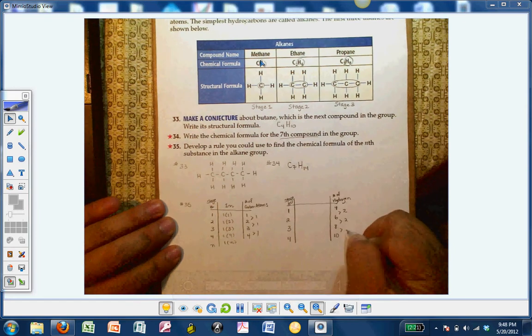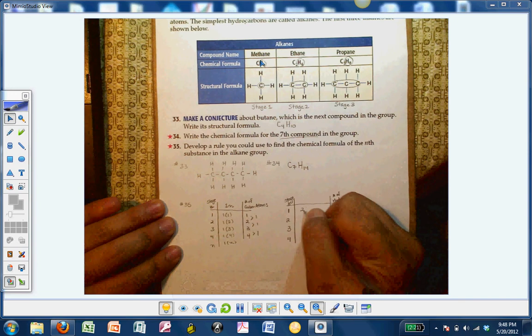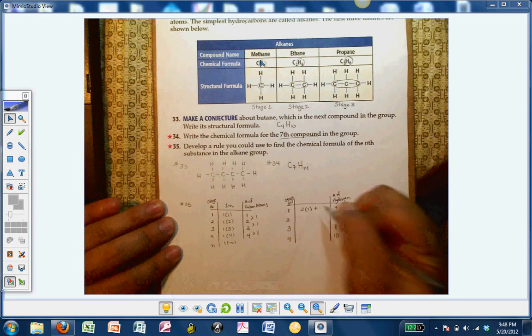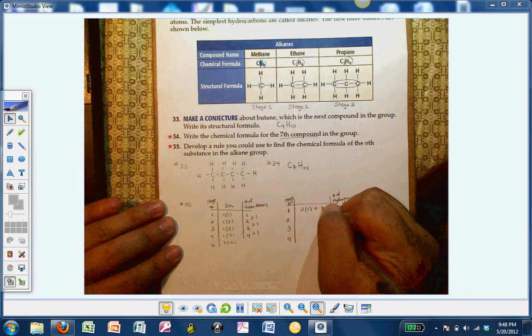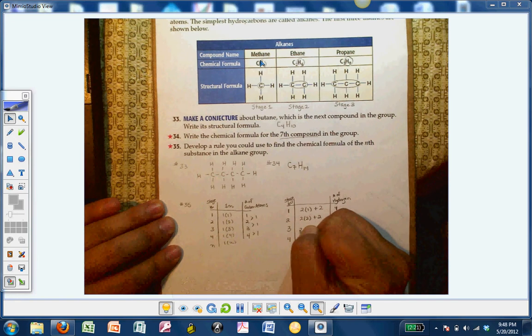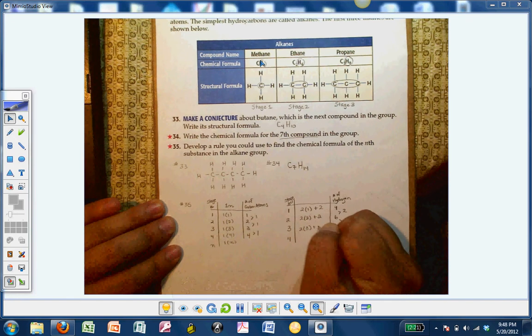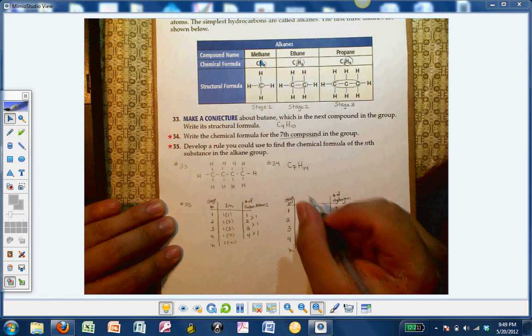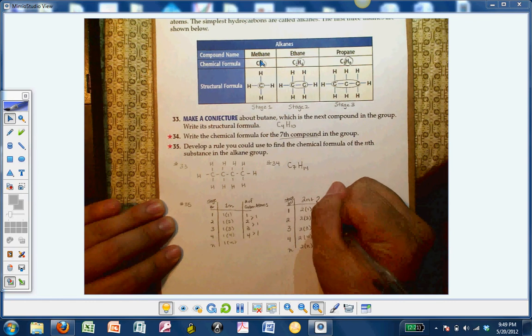So we have a constant term of 2 times 1, which is 2, but we need 4, so we'll add 2 to it. So let's check. 2 times 2 is 4, plus 2 is 6. 2 times 3 is 6, plus 2 is 8. 2 times 4 is 8, plus 2 is 10. Therefore, at the nth stage, we'll have 2 times n plus 2, which will give us our rule for the number of hydrogens in this compound molecule.